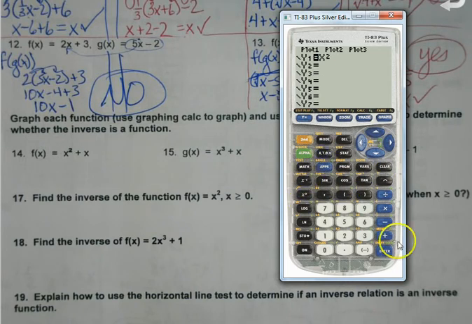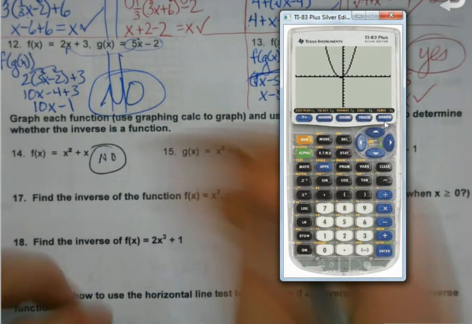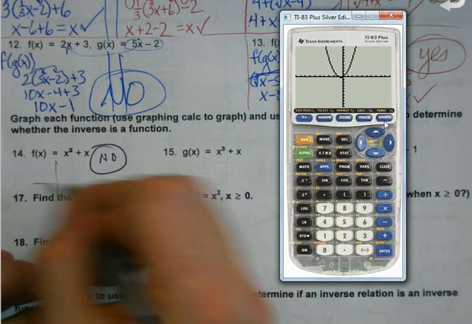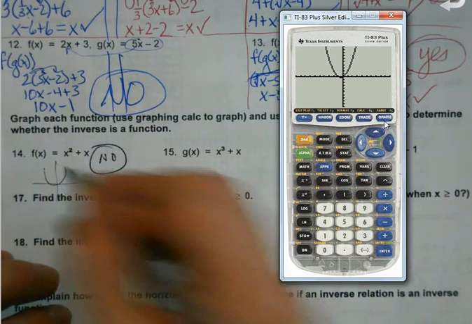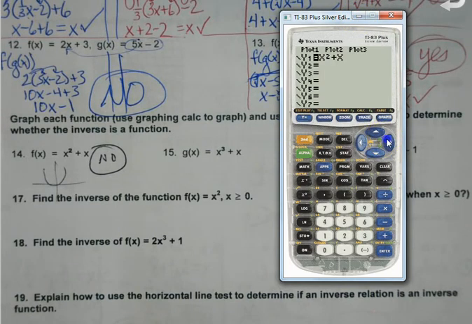So x squared plus x, graph. Is that going to pass the horizontal line test? No. You're like, I just get to say no? Yes. I'm just going to make quick sketches of these as I go so we can actually see them later. Well, why was it no? I don't know why it was no. Well, now you will know why it was no.